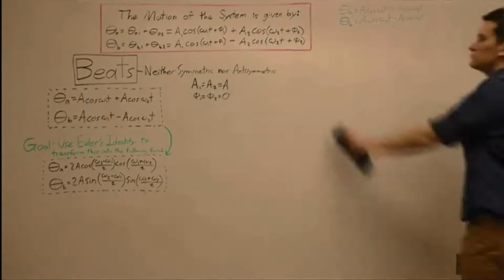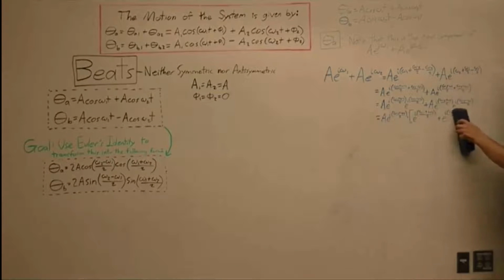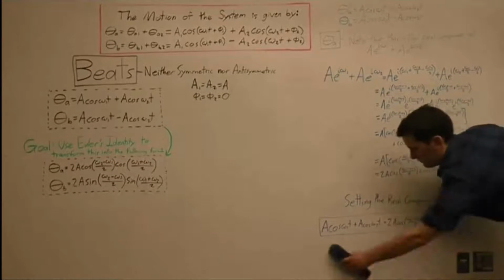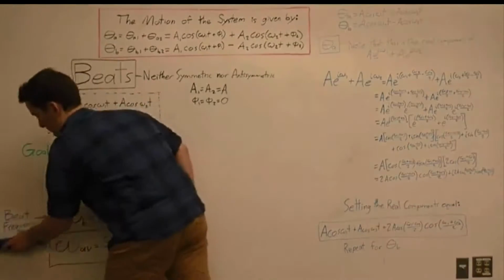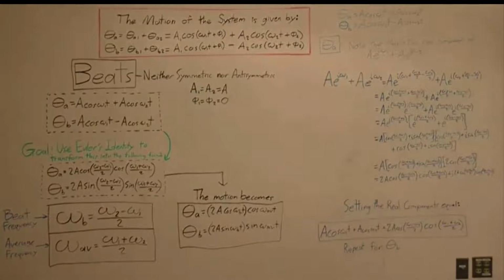I've included a proof here, but in the interest of time, I won't be going through it. However, feel free to pause the video and take a look at it. The important thing that we gain from this transformation is that we can clearly identify omega B equal to (omega 2 minus omega 1) over 2 and omega AV equal to (omega 1 plus omega 2) over 2. Omega B is the beat frequency, and omega AV corresponds to the average frequency of omega 1 and omega 2.